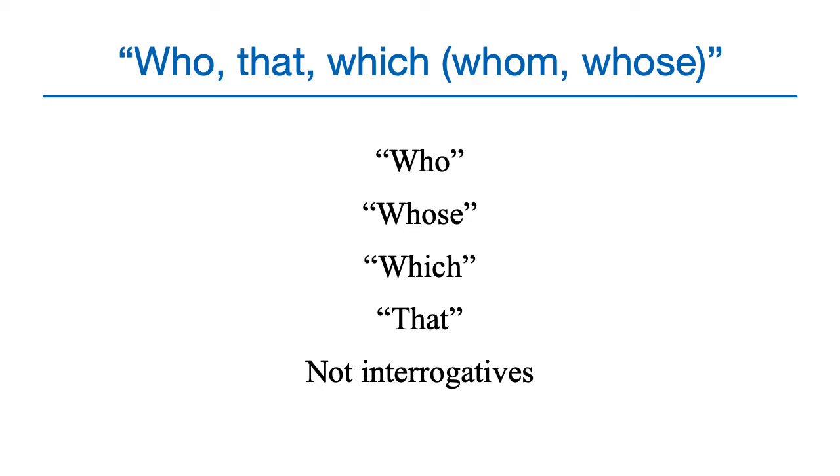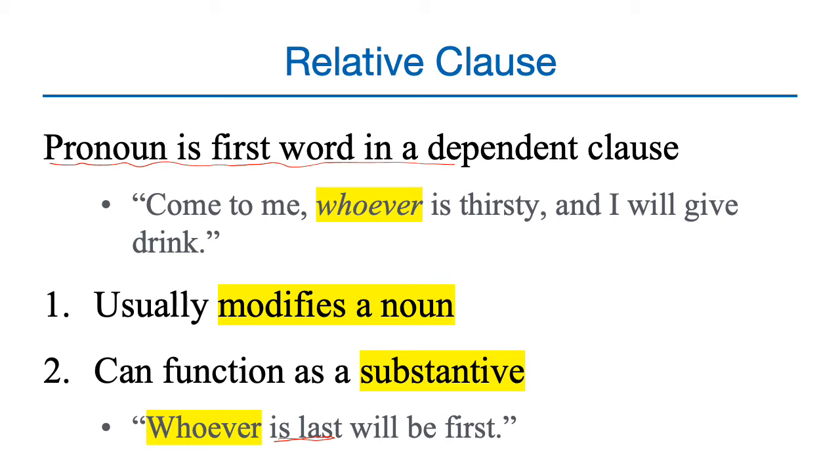Now, there is something called a relative clause that we need to understand, which is introduced by relative pronouns. So, what is a relative clause? A relative clause is a clause in the sentence that modifies something or that depends on something. A relative pronoun is the first word in a relative clause. You can also call the relative clause a dependent clause. Like when you say, come to me, whoever is thirsty, and I will give you drink. The sentence is, come to me, and I will give you drink. The relative clause is, whoever is thirsty. The relative pronoun is whoever, and when you say whoever plus the verb is thirsty, you have a clause. That is called a dependent clause.